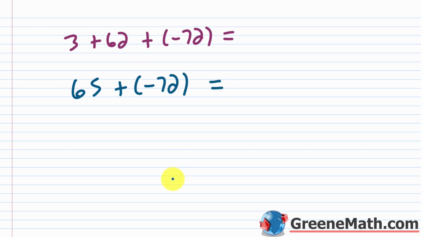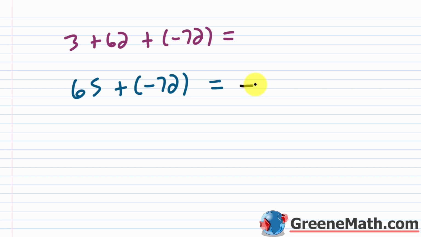So at this point, you basically have to think about, okay, I'm adding these integers with different signs. Which number has the larger absolute value? The absolute value of 65 is 65. The absolute value of -72 is 72. So -72 has a larger absolute value, so we're going to use that sign in the answer. So this would be negative.